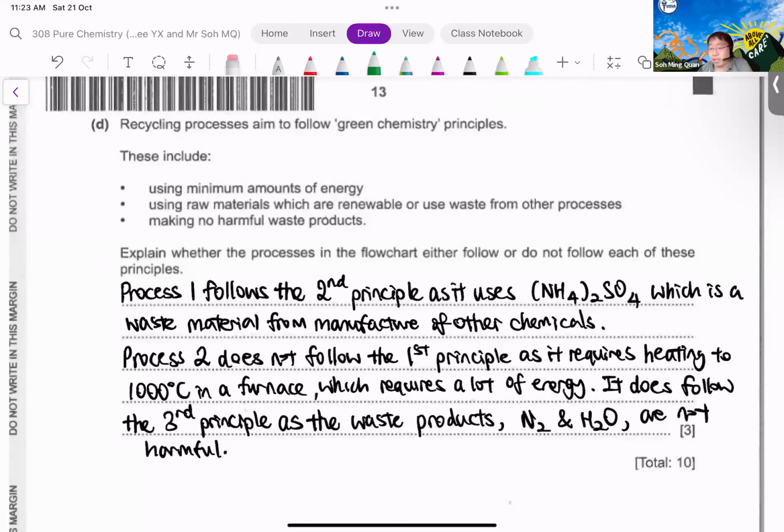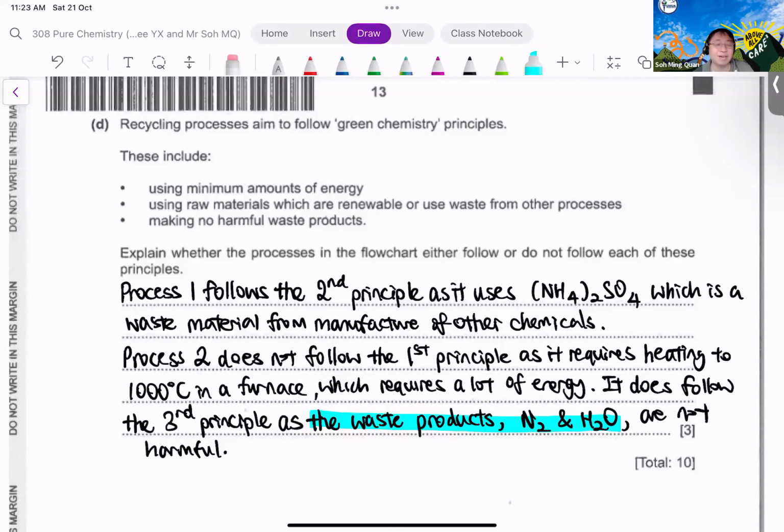Then you read, oh, process 2 needs 1000 degrees Celsius, so it needs a lot of energy. So it doesn't follow the first principle. However, most of you probably got this one wrong. It follows the third principle. The waste product is not SO2. SO2 is the desired product. The waste is not SO2. The waste product is N2 and H2O.